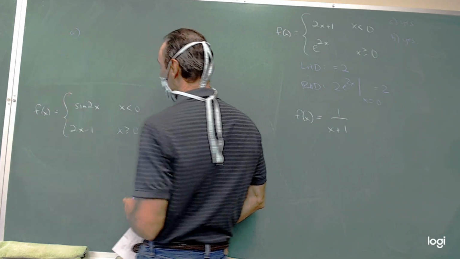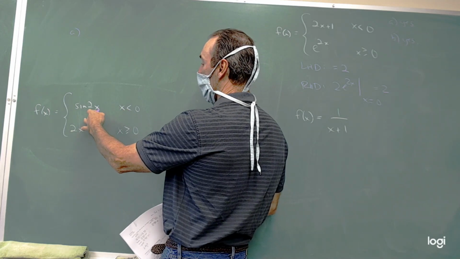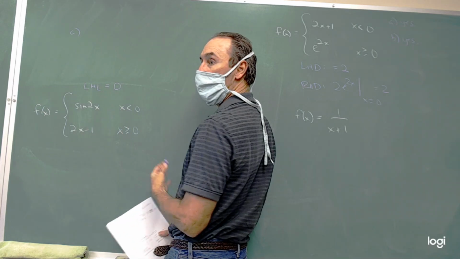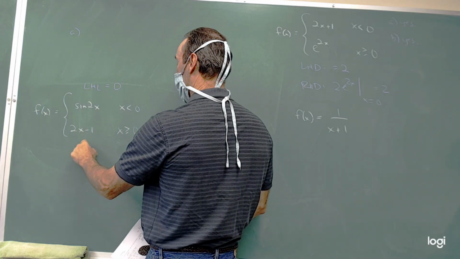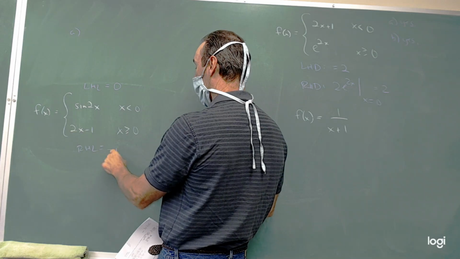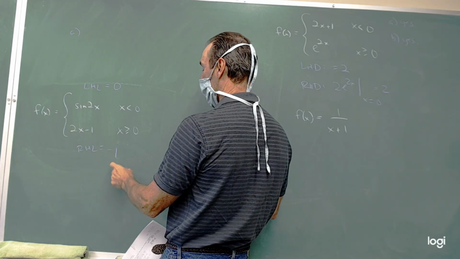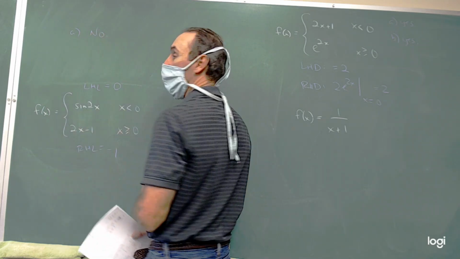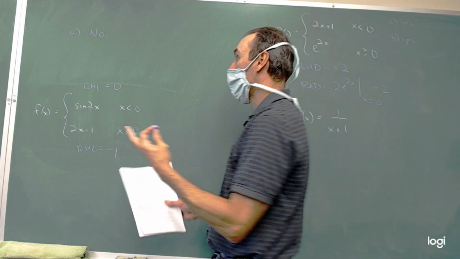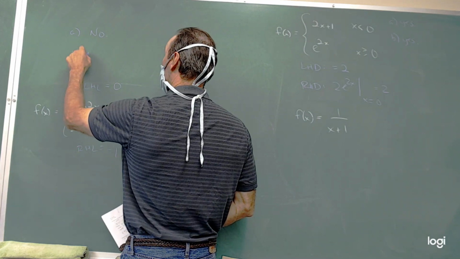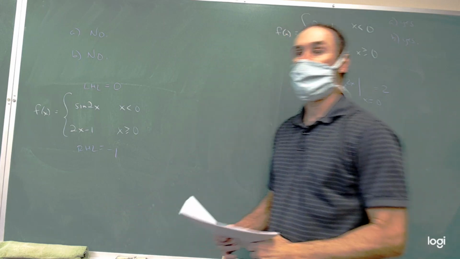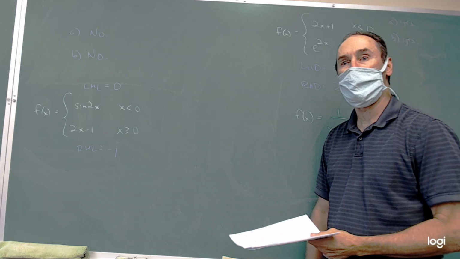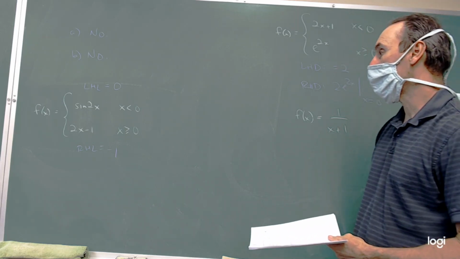So on the continuity question, when you plug in 0, you're going to get that the left-hand limit is equal to sine of 0, which is 0. The right-hand limit is going to be -1. And since our left-hand limit is not equal to the right-hand limit, the answer is no, it is not continuous. So without any more work, it can't be differentiable because it has to be continuous before it can be differentiable.